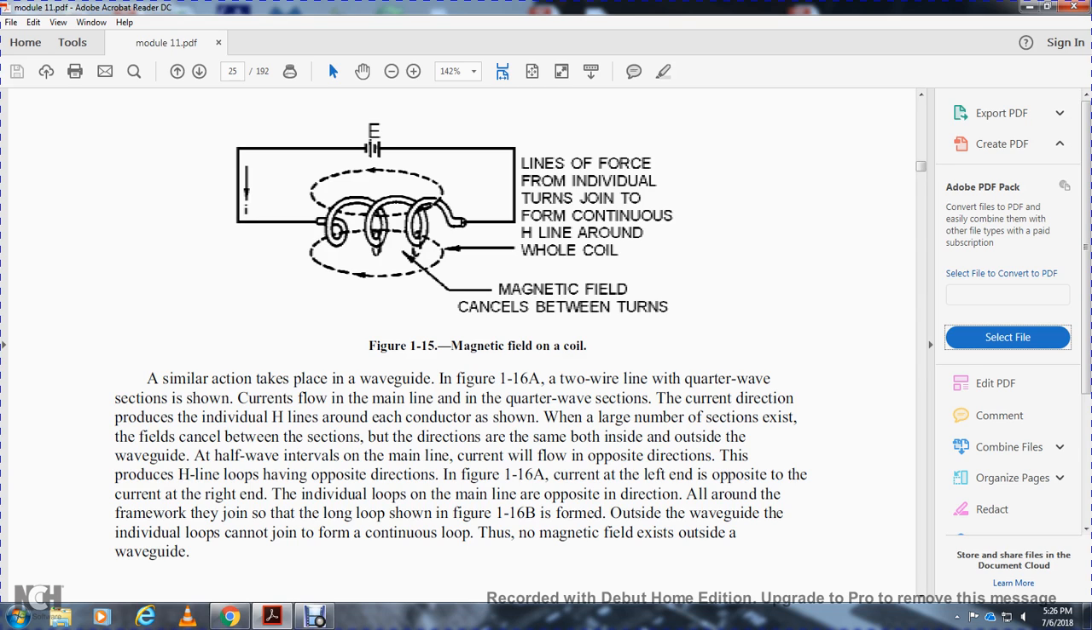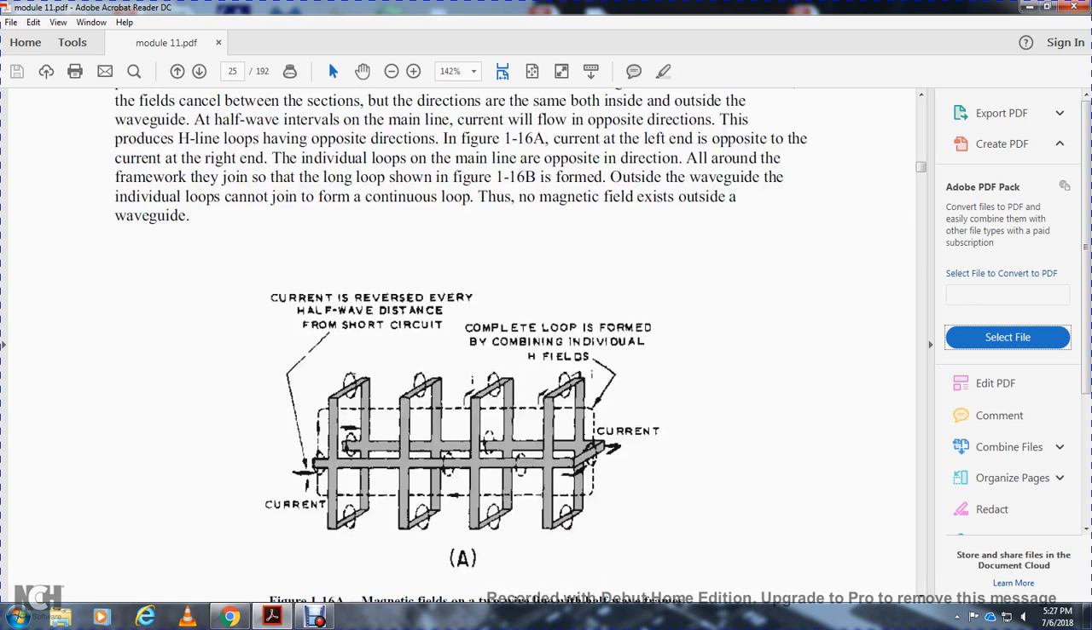Half a wavelength along the main line, the current will flow in the opposite direction, producing magnetic line loops in the opposite direction. In figure 116, the current at the left end is opposite to the current at the right end. The individual loops formed outside of the waveguide cannot join into a continuous loop. No magnetic field exists outside of the waveguide.